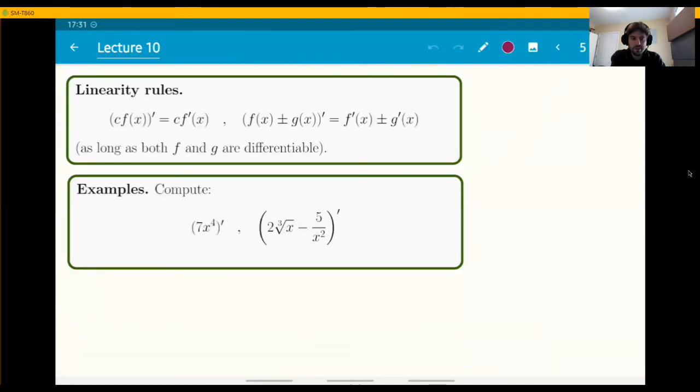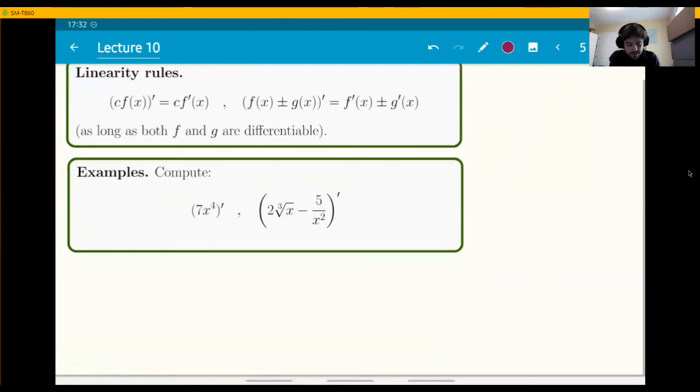Next rules that I'm going to mention are the linearity rules, and these are really easy. As long as you have two functions f and g which are differentiable, then let's look at the second one first here. The derivative of the sum or difference of two functions is the sum or difference of the derivatives. Exactly as you would expect. And if c is a constant, the derivative of a constant times a function is the constant times the derivative. You can think of this as the constant jumps out of the derivative, unharmed.